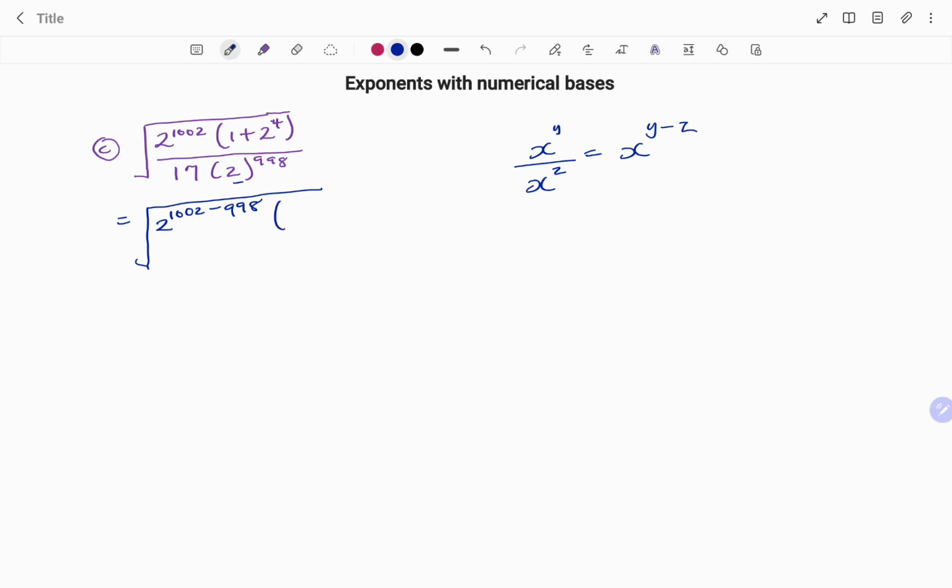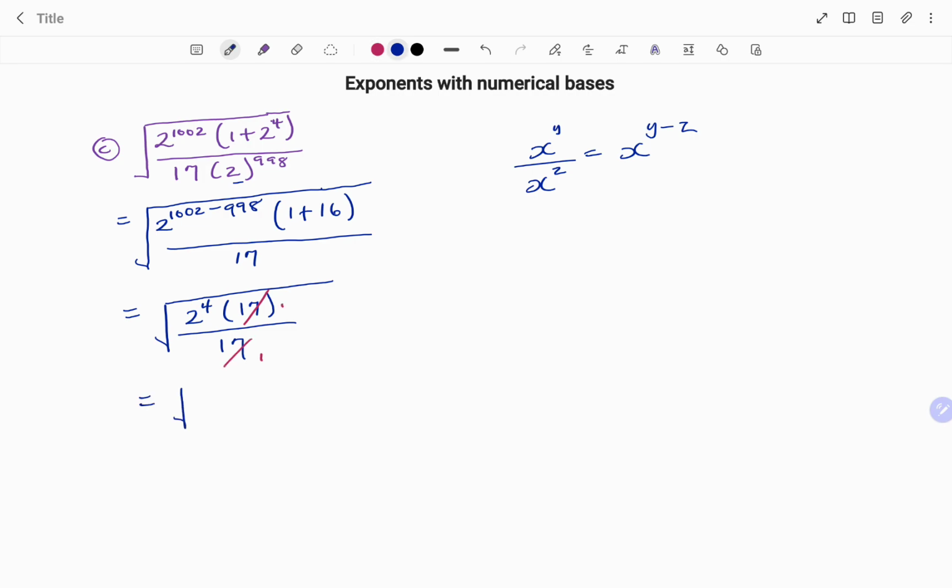I have in bracket 1 plus 2 to the power of 4. That's 1 plus 2 to the power of 4 is 2 times 2 times 2 times 2. That's 16. Close bracket. And on the bottom, I'm left with 17. That's equal to root of 2 to the power of 1002 minus 998. That's 2 to the power of 4 in bracket 16 plus 1, 17, all divided by 17. This cancels. 17 here, 1. 17 here, 1. I'm left with square root of 2 to the power of 4.